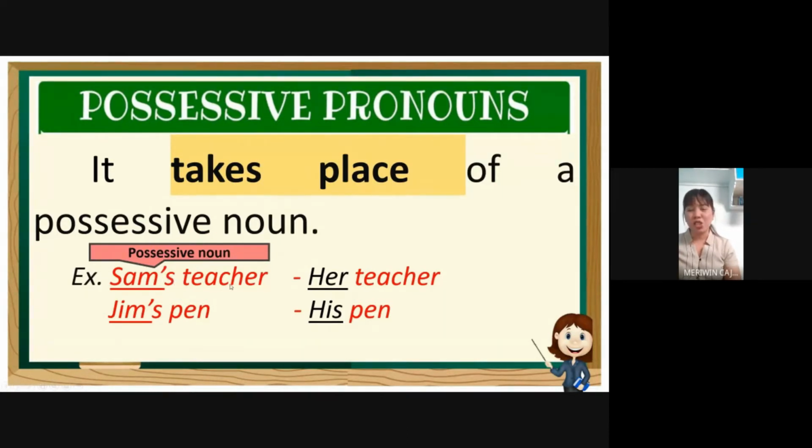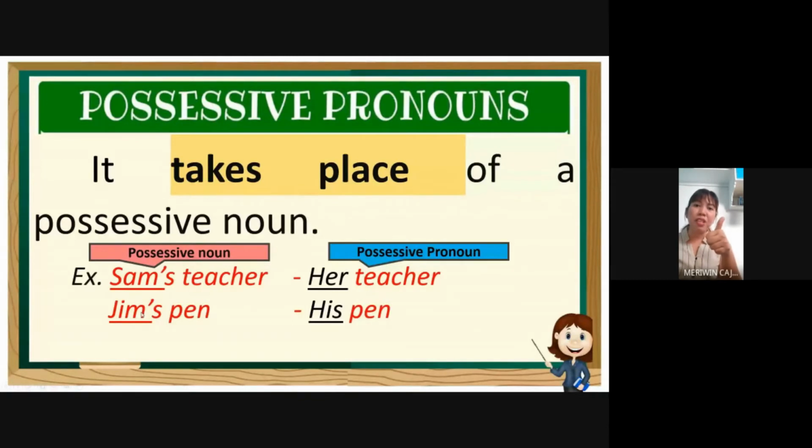Okay? Sam's teacher. Going to make it as possessive pronoun, you are going to use her. Her teacher. There is no noun anymore. We use already a pronoun. So her teacher now is an example of possessive pronoun. So again, it takes place of a possessive noun. So meaning, from possessive noun, we change it into possessive pronoun. Okay? Can you follow that one?